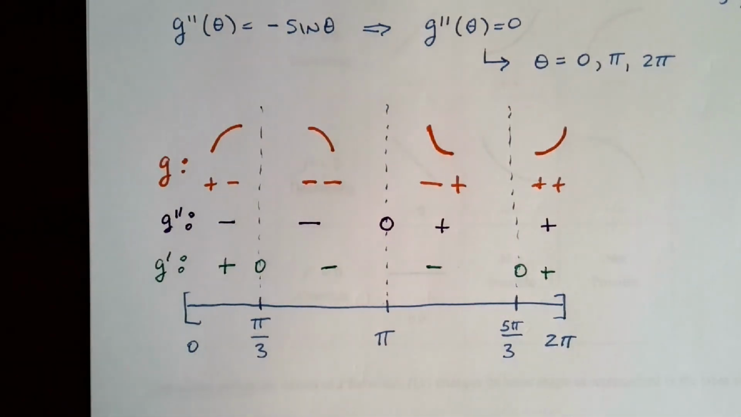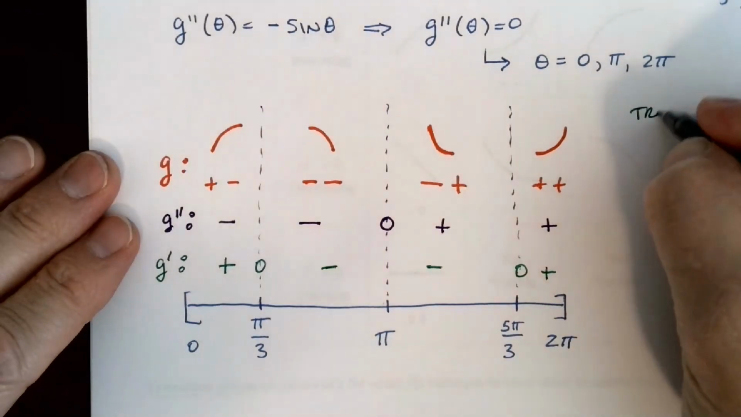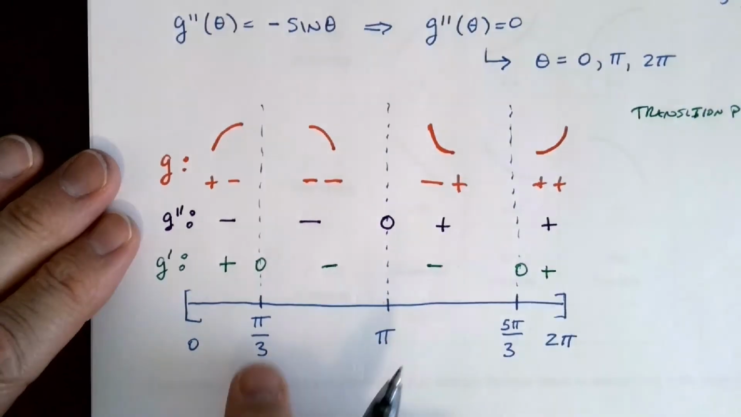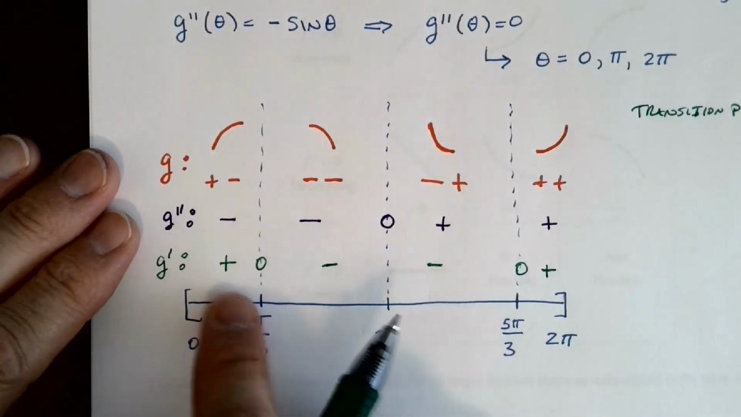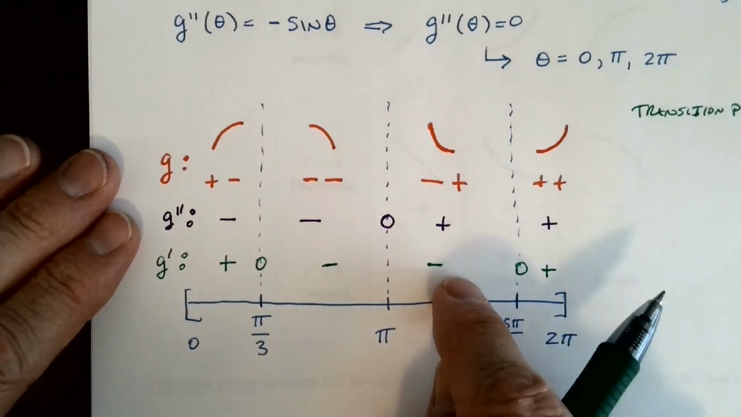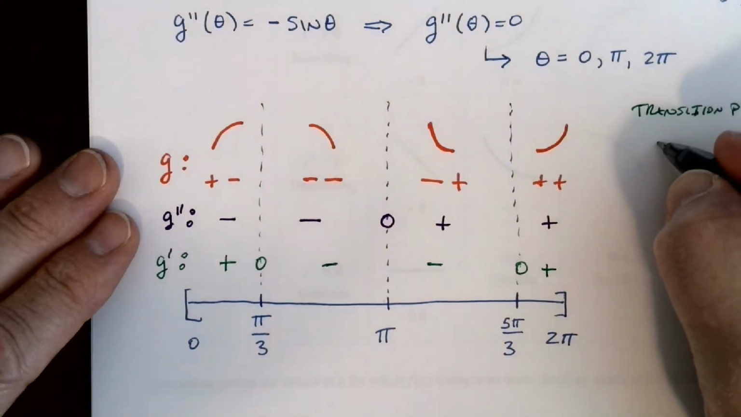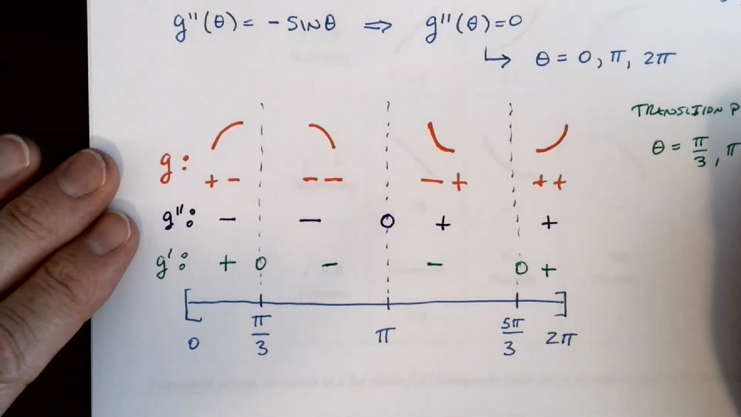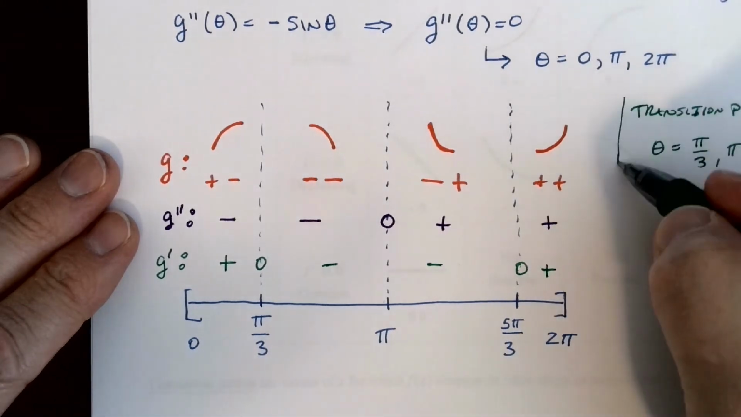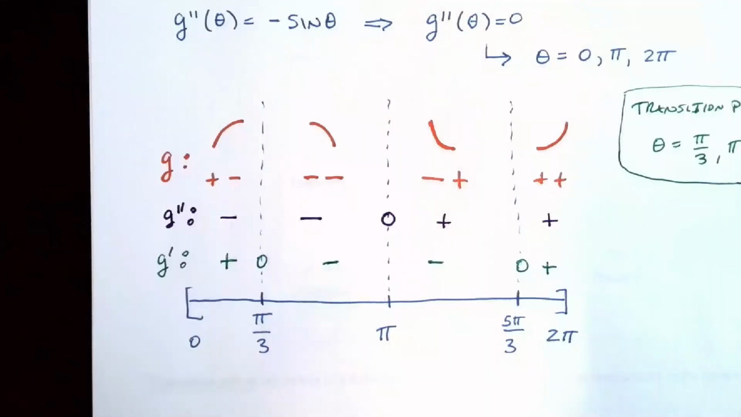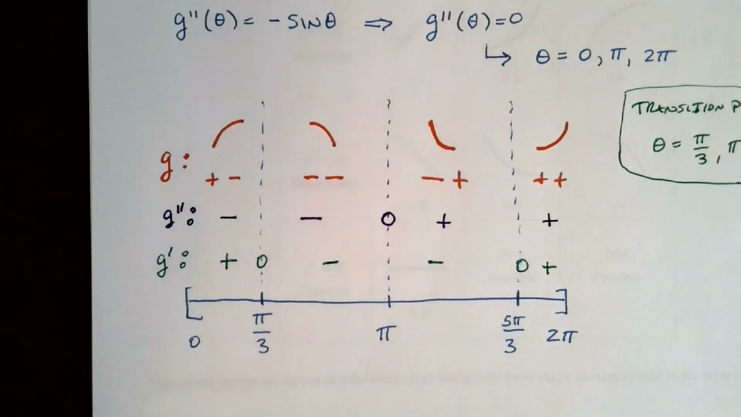So do we have transition points? The transition points are going to be at pi over 3, where we have a sign change in the first derivative. At pi, we have a sign change in the second derivative, and at 5 pi over 3, a sign change in the first derivative. So the transition points are theta equal pi over 3, pi, and 5 pi over 3. Again, if you include 0 and 2 pi, technically we won't worry about them because they're the endpoints. We're just focused on this interval. If we were looking at the domain of all real numbers for this function, yeah, they would be transition points.